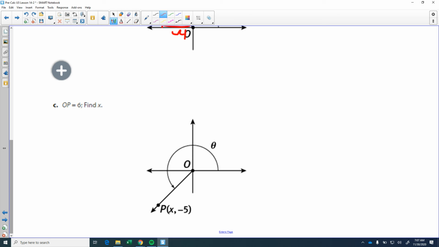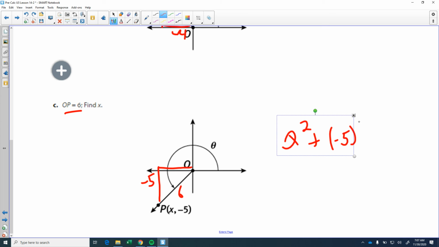If I was going to work this value out, they tell me what OP is equal to. It's going to be 6. I know my y is -5, and I would work pretty much the same idea, except now I'd be missing a squared. I would work out b squared, which is -5 squared, equals 6 squared. And I could simplify that out and get to a particular answer.